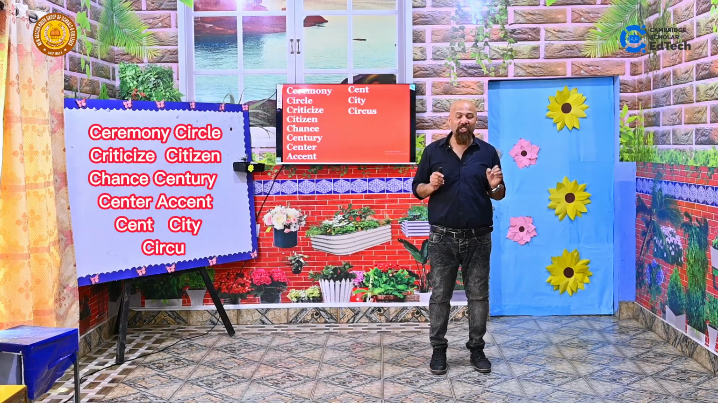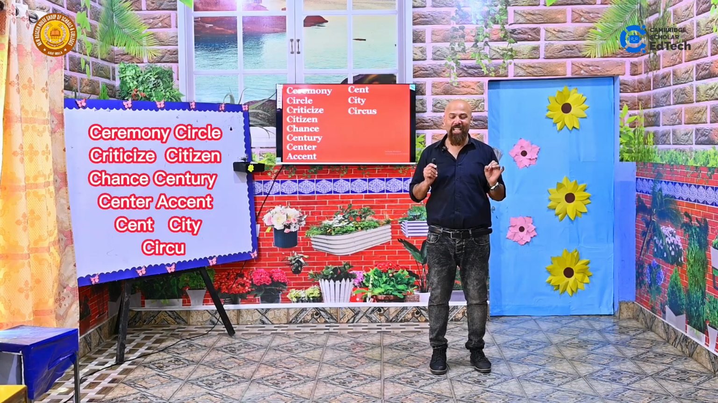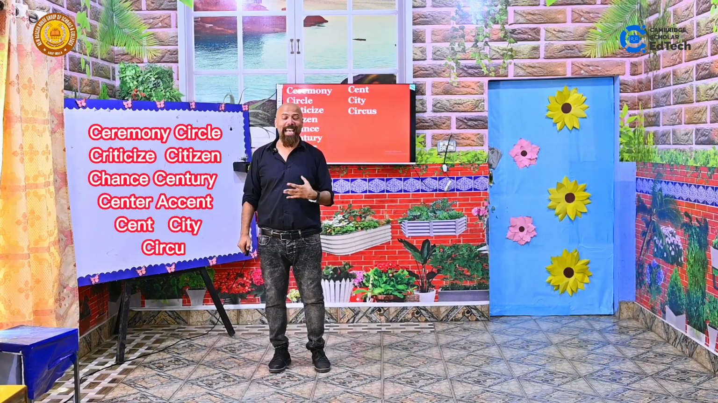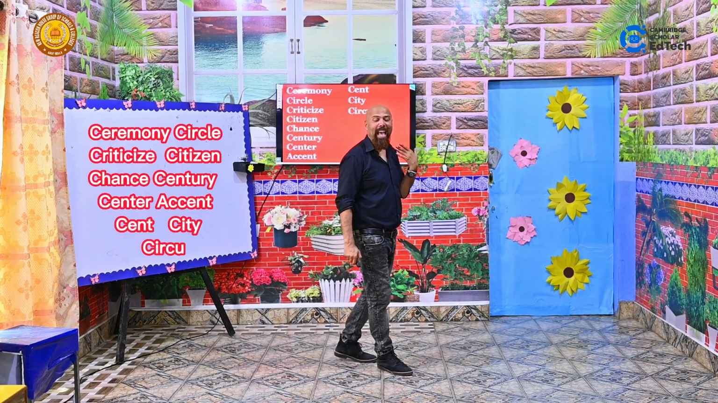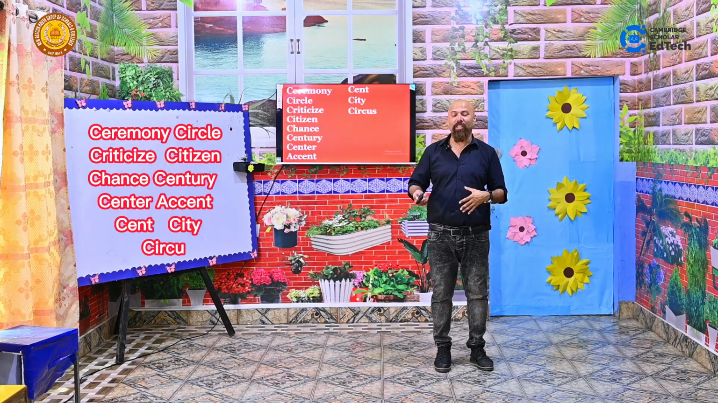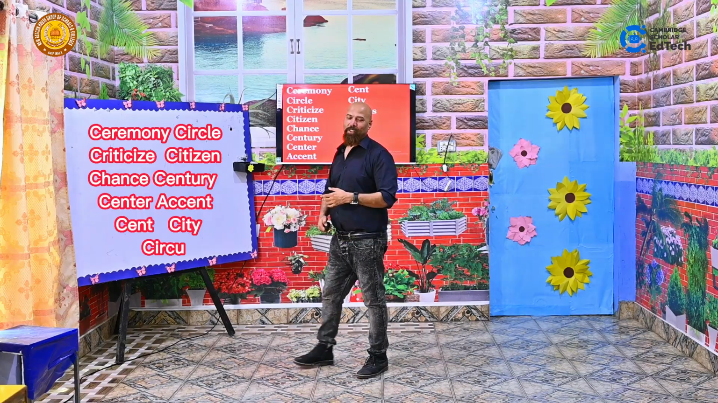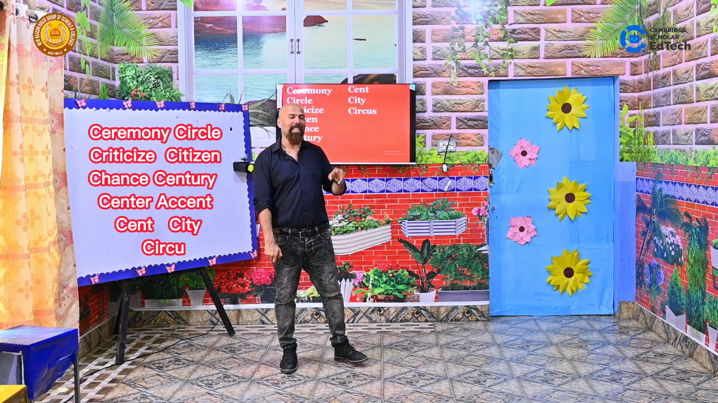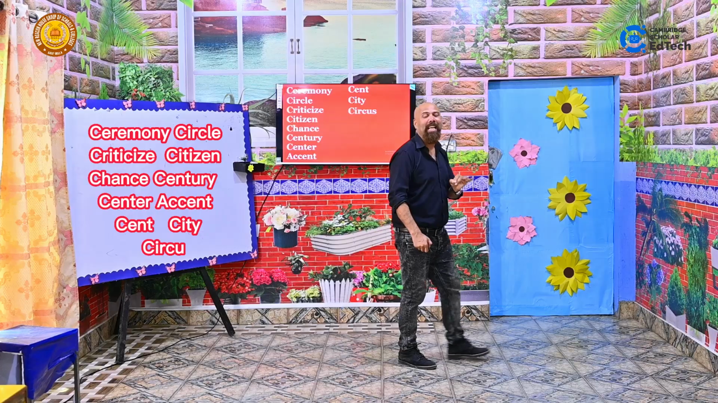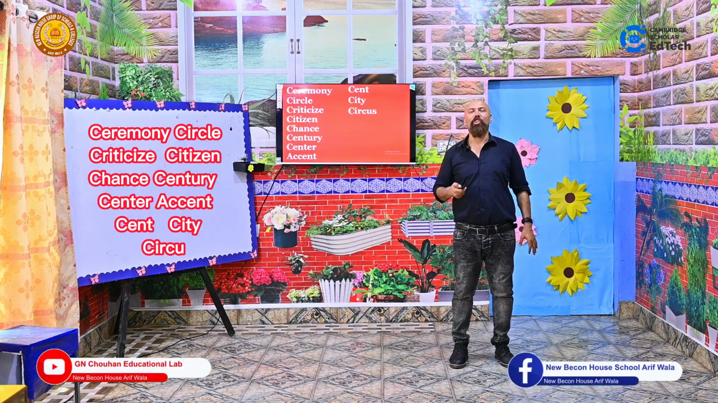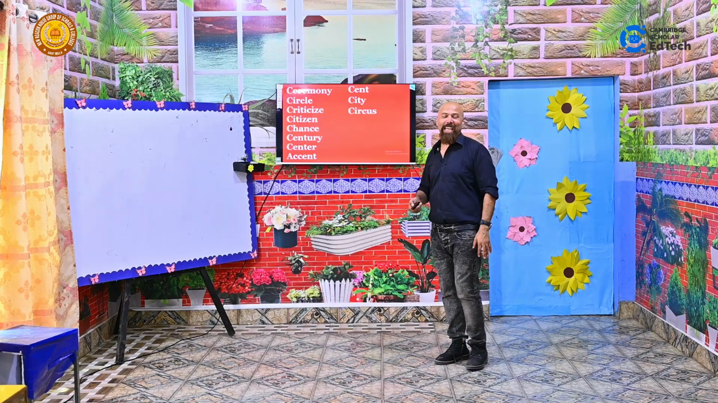Then we have century. After C there's an E. Century. Then we have the word center. After C there's an E. Center. And then we have accent. Okay? After C there's an E. Cent. City. And circus. Good job. So here you notice in the last word, CI is an S. And then the last C is following the U sound, so that's a hard C, okay?